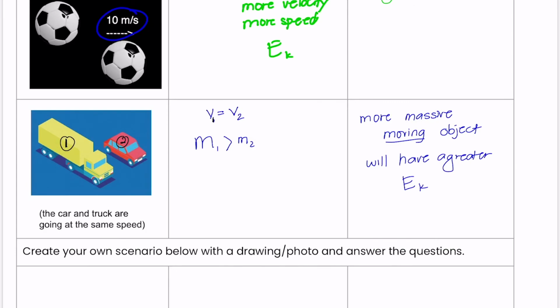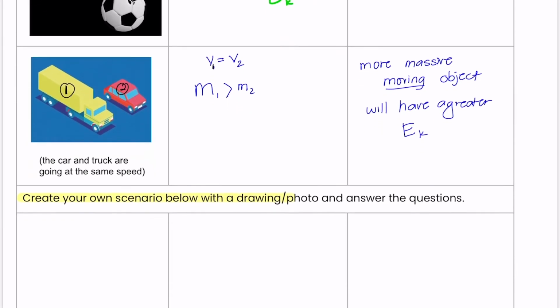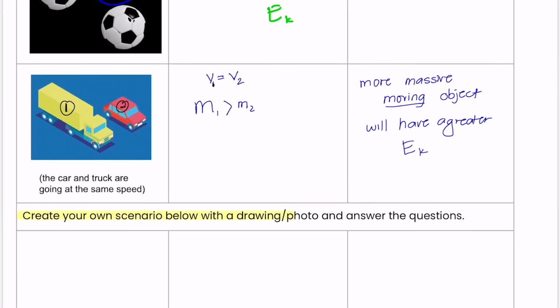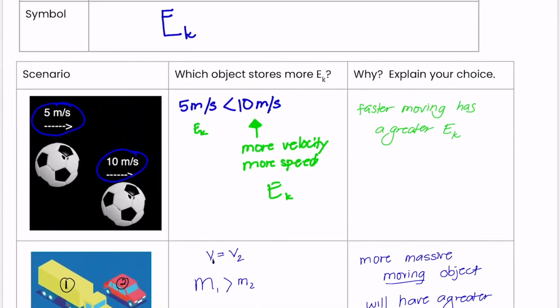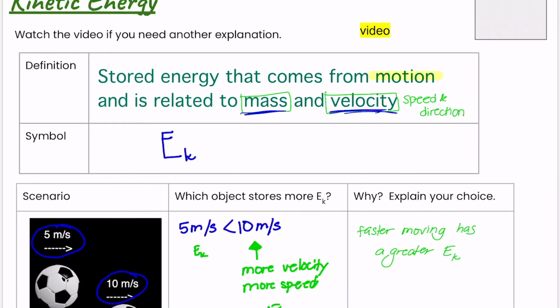Now, you are going to create your own scenario below, so you can think of something that's maybe moving faster, or something that has different masses that are also moving. But one of the key terms here is that the object must be moving, right? So don't forget, kinetic energy means that the object is in motion.